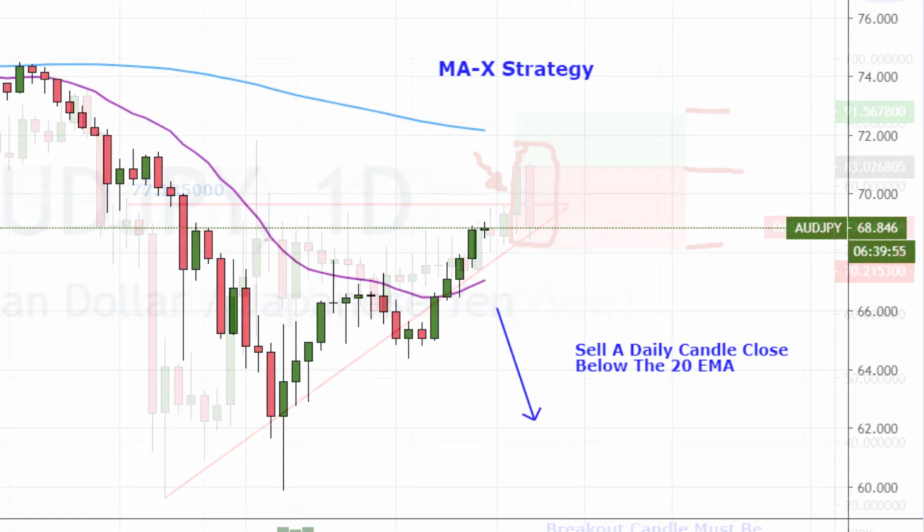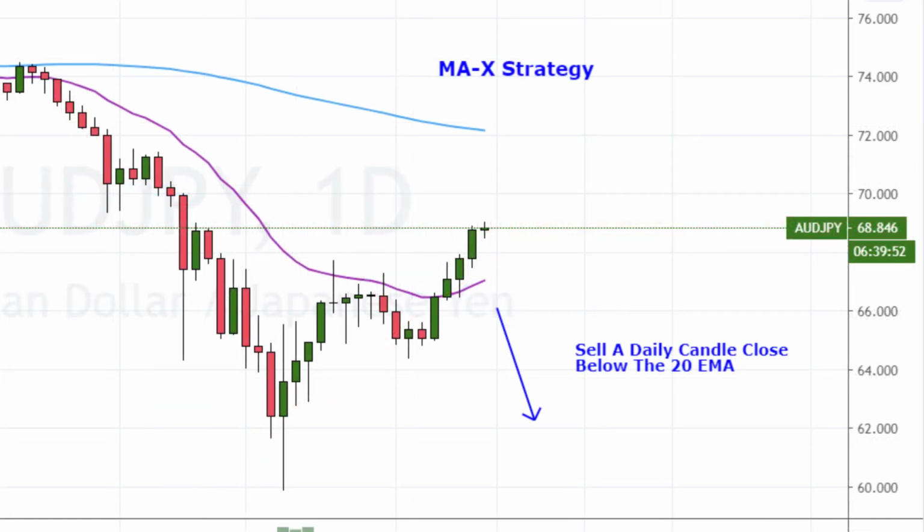This is a daily chart of the Australian dollar Japanese yen Forex pair, and it's all set up for a MAX strategy sell signal. If you don't already use it, the MAX or moving average cross is a quick and easy strategy to add to your arsenal. It consists of the 100 period simple moving average, which I've got in blue, and the 20 period exponential moving average, which is purple on my chart. If the 20 EMA is below the 100 SMA as it is here, we only take sell signals.